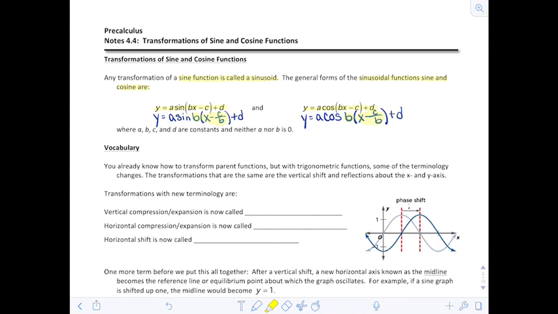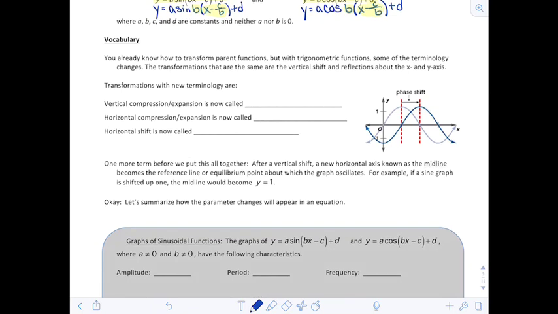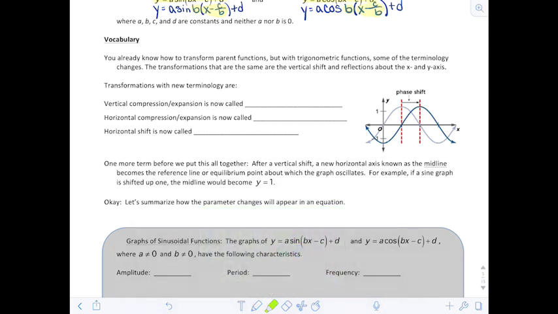Okay, so let's start off with some vocabulary. Some of it's going to change and some of it's going to stay the same. You already know how to transform parent functions with trig, but some of the terminology changes. The transformations that are the same are the vertical shift and reflections in the x and y axis. That terminology stays the same. But transformations that have new terminology are vertical compression and expansion. We're now going to call that the amplitude of the sine and cosine curve.